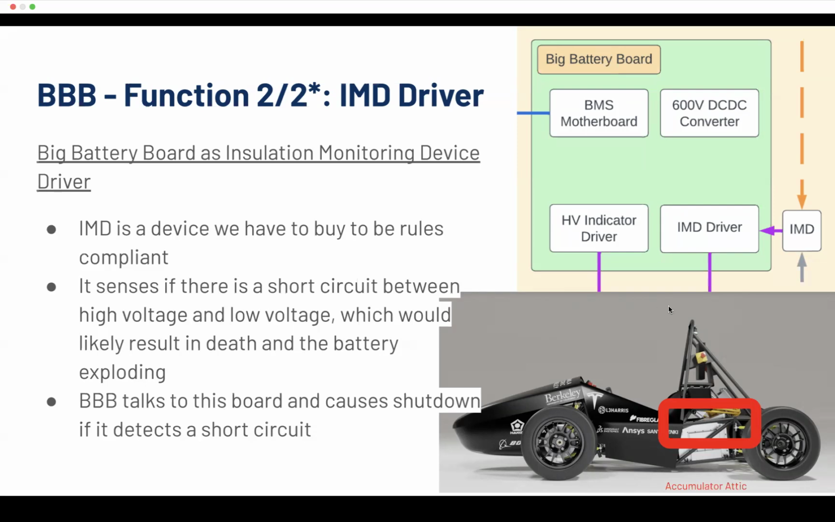Are there any questions on anything that I just went through? I know that was quite a lot. The big battery board does a lot of things beyond this as well. It's more than the 4 functions I have drawn in here. All right then. I don't see any questions in the chat either.